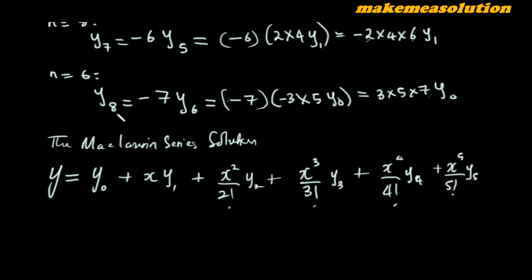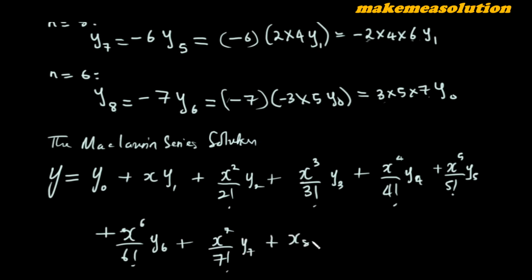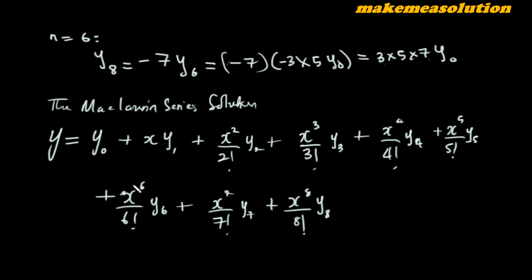I stopped at 8, right? So I'm going to plus x to the 6 over 6 factorial, you have your y6, then plus x to the 7 over 7 factorial y7, plus x to the 8 over 8 factorial, and I have your y8. Now, this is kind of different from the Maclaurin series, you know. In the Maclaurin series, this one was actually f of 0, this is your f prime of 0, and this is your f double prime of 0, and so on. So this y3 is f triple prime of 0.